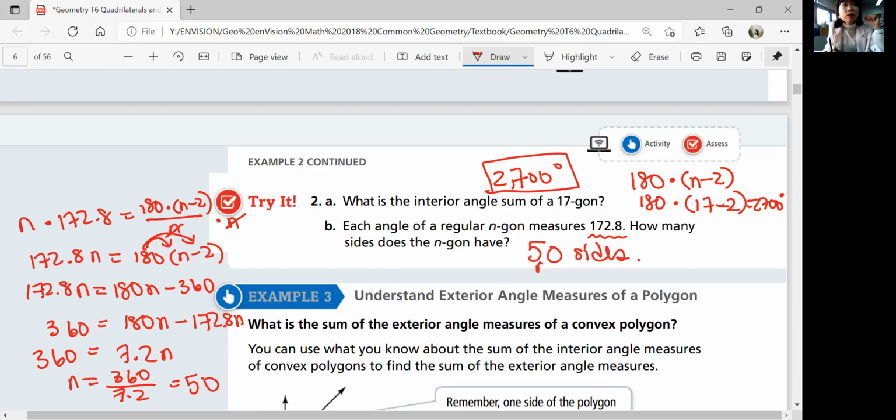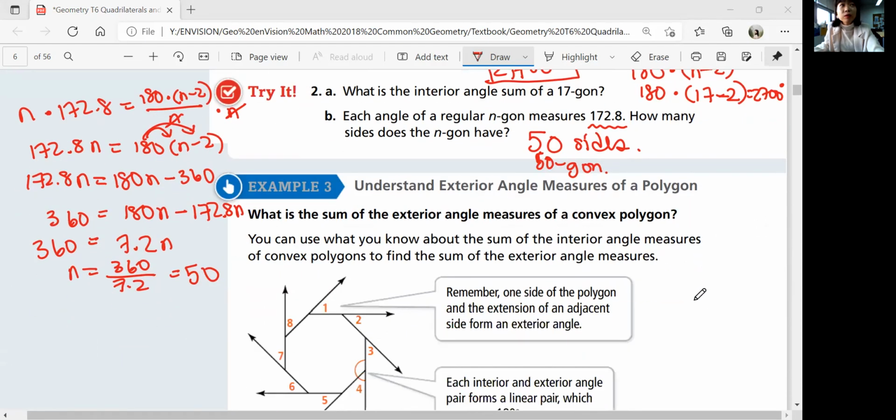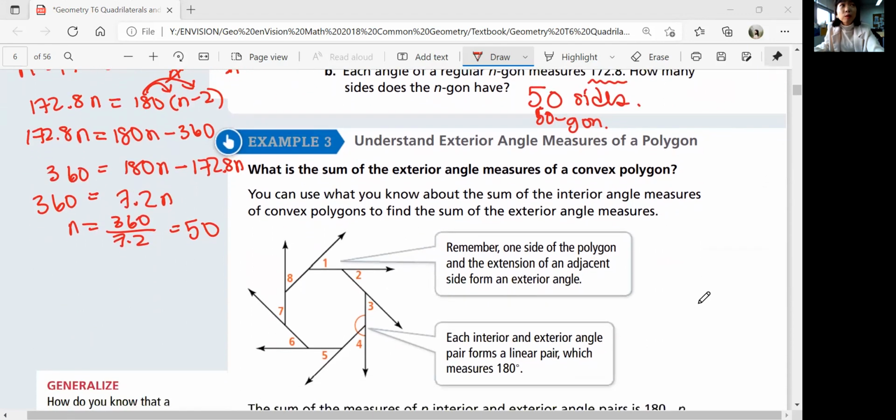It's a 50-gon. Whoa. It's almost going to look like a circle, but it has a lot of sides. All right, so now you know how to use the theorems. Let's go to example 3 and understand exterior angle measures of a polygon now.